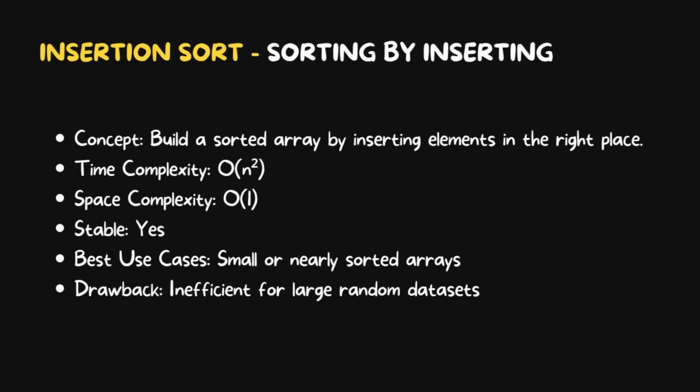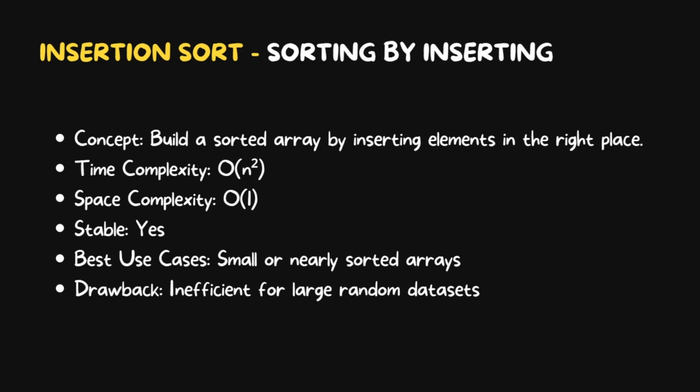Next one is insertion sort. It works well for small or nearly sorted arrays. It builds a sorted array one element at a time, inserting each element into its correct position. Its time complexity is O(n²), which is quadratic, but faster than bubble and selection sort in practice. Space complexity is O(1), it sorts in place.